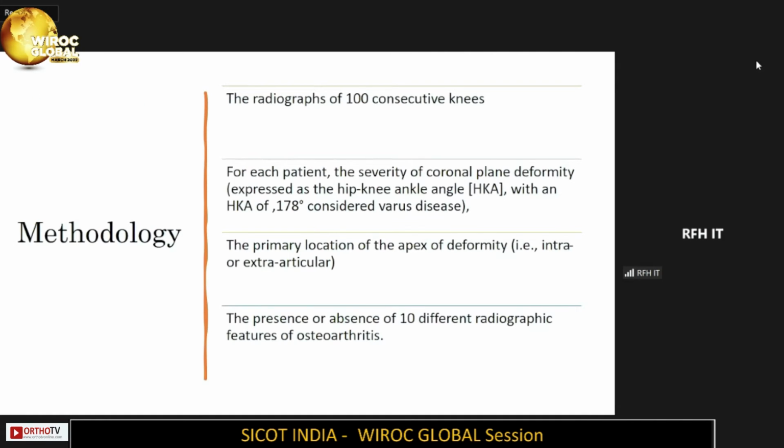So consecutive radiographs of 100 knees were studied, and for each patient the severity of coronal plane deformity, expressed as HKA, was calculated. The primary location of the apex of the deformity was found out, and the presence or absence of 10 different radiographic features of osteoarthritis were noted.